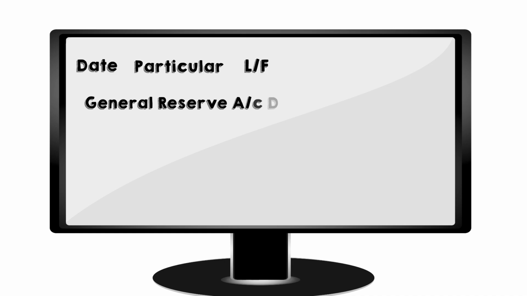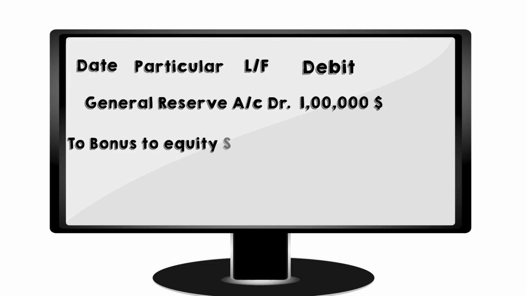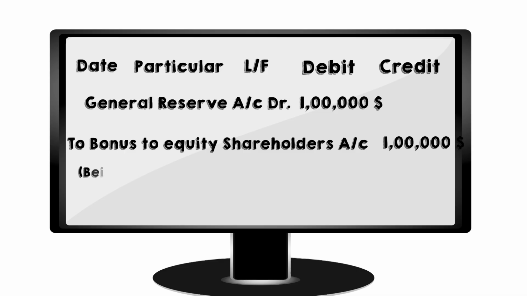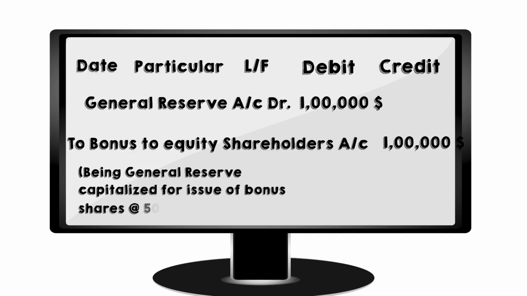Solution. General reserve account, debit, $100,000. To bonus to equity shareholders account, credit, $100,000. Being general reserve capitalized for issue of bonus shares 50%, 10,000 shares of $10 each.